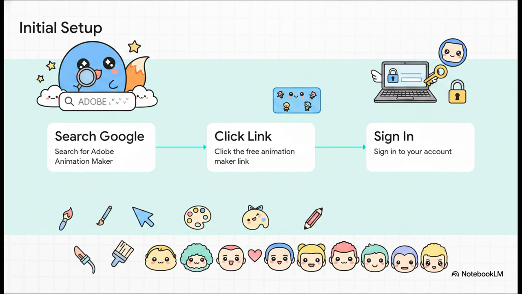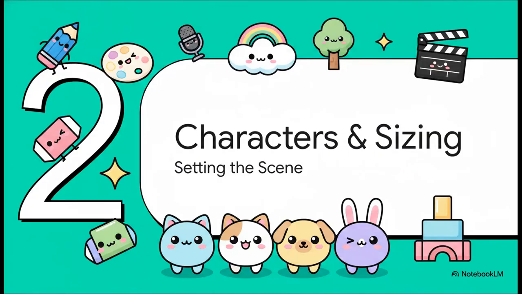Step 1, you just open your browser and do a quick Google search for Adobe Animation Maker. Step 2, you're going to click the free Animation Maker link. And step 3, simply sign into your account. That's literally it. Your journey starts with just a basic web search and a quick login. No massive downloads, no huge fees. Which brings us to our next phase: characters, backgrounds, and sizing, setting the scene.